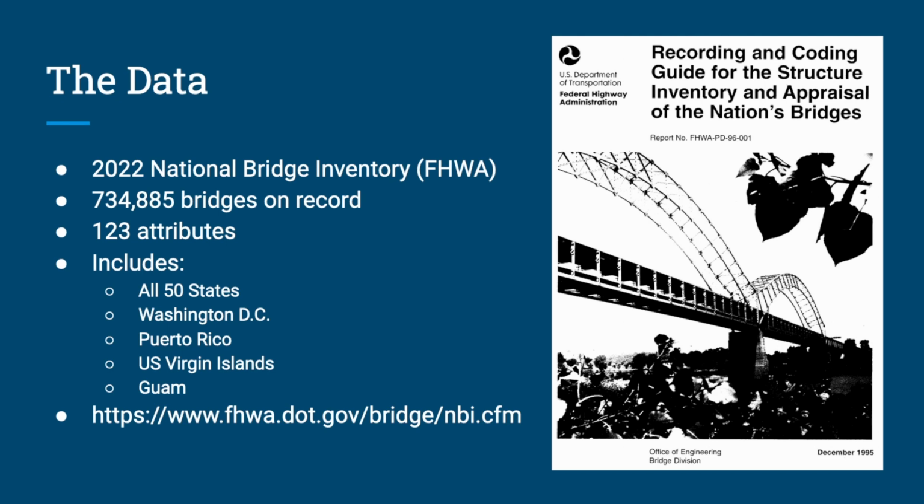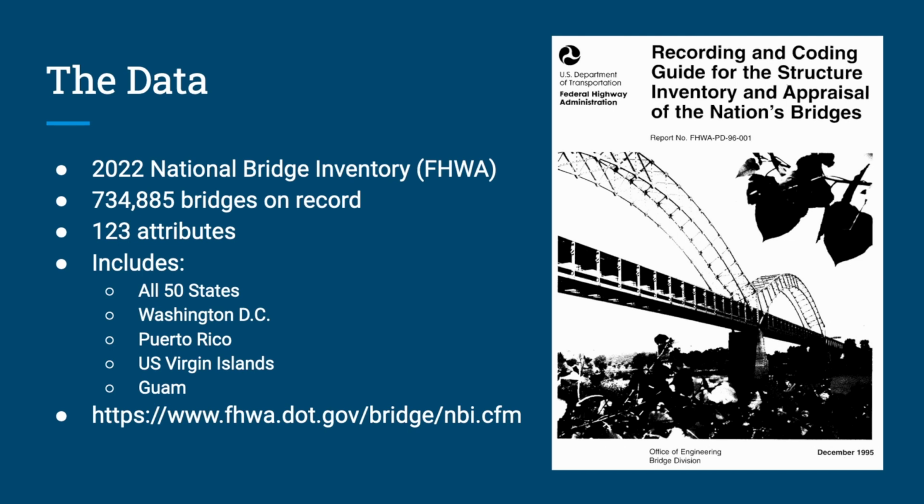It includes just under 735,000 bridges with 123 different attributes to describe them. It covers all 50 states, Washington, D.C., and then a few U.S. territories. It's a freely available data set that you can find at the link at the bottom of the slide there.